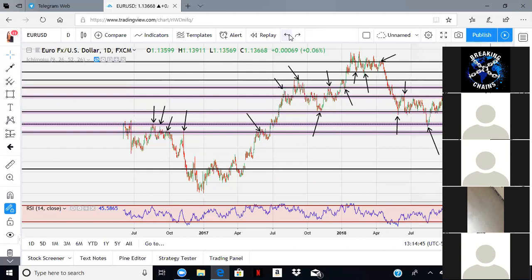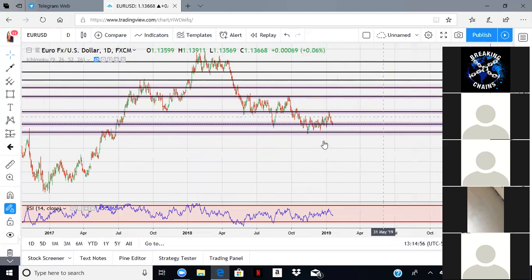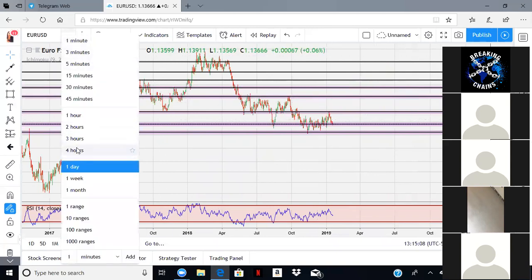Hopefully you guys see that. Let me get rid of all these arrows. All right. So this is a little bit cleaner, right? So price is right here. This is our current candle, right? So I really just need one above and one below current price.